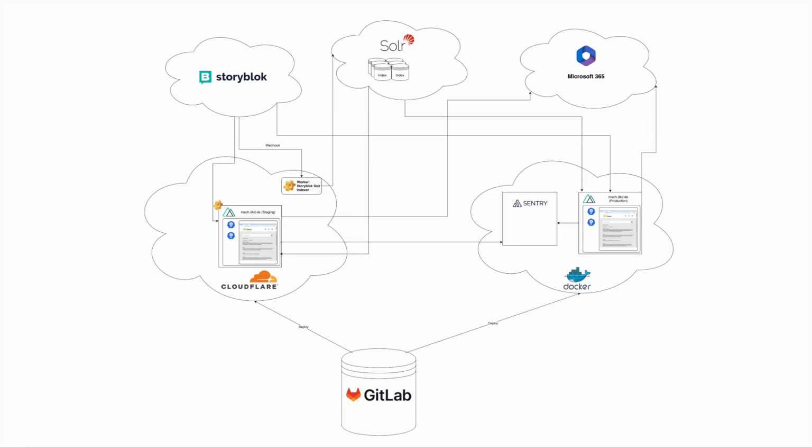So let's have a look at the big picture. We have GitLab, which deploys our website and our workers to the Cloudflare cloud. We have Storyblok, the CMS. We have a cloud for the Solr search engine. And we have other services like Microsoft for emailing or other web services. Besides Cloudflare, we can also deploy to Docker containers to host our Nuxt website. And on Docker, we also run our error tracking, which in our case is Sentry. During this talk, we will look into all the different topics in detail and see how they connect to build a website with a search.